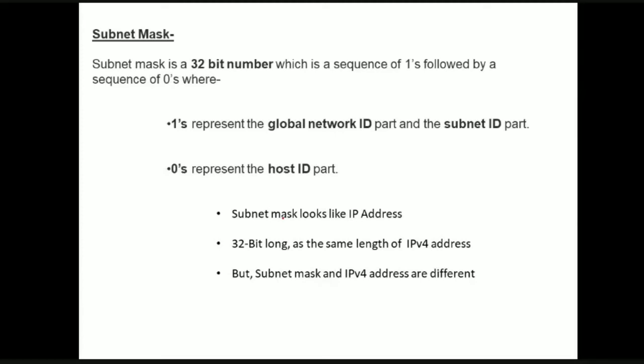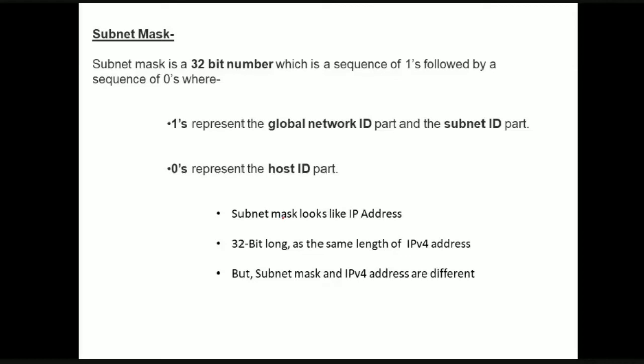Okay. So what does this sequence of ones and sequence of zeros tell us? The ones represent the global network ID and subnet ID. Zeros represent the host ID. So in subnetting, we already came to know about this fact, right? So ones represent the global network ID part. Okay, I'm sorry, let me restate. Don't get confused, I also don't want you to be confused. So this is a 32-bit number. Here ones represent the global network ID part and subnet ID part, and zeros represent the host ID part.